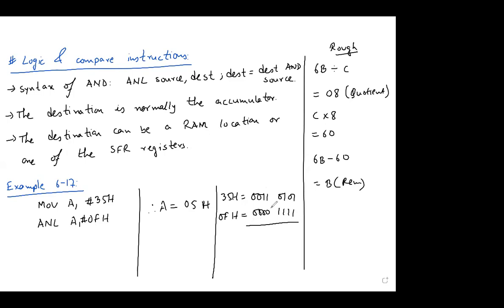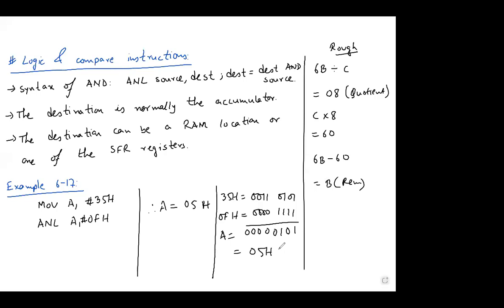Now, if you perform the AND operation, 1 AND 1 is what? 1, sir. This one is 0. This one is again 1. This one is 0. And over here, all are 0. So I don't need to worry about this. All will be 0. So now this is the content of A, which you convert into hex, you get 05H. Clear, everyone? Very simple, actually. Understood? Yes, sir.